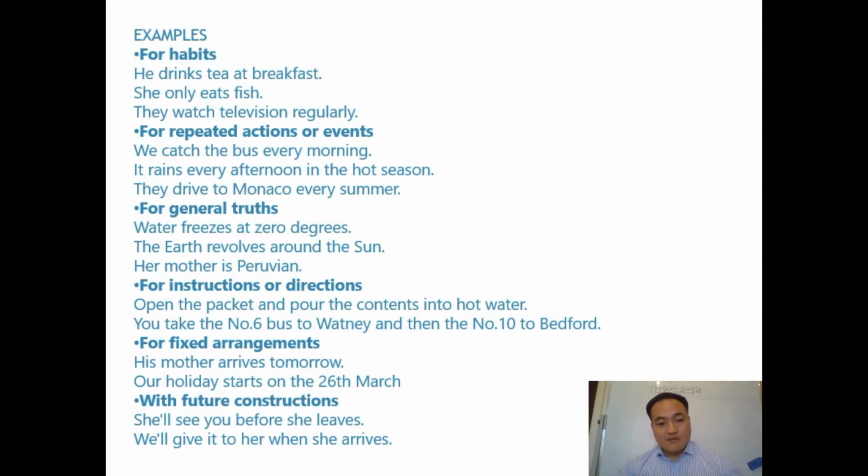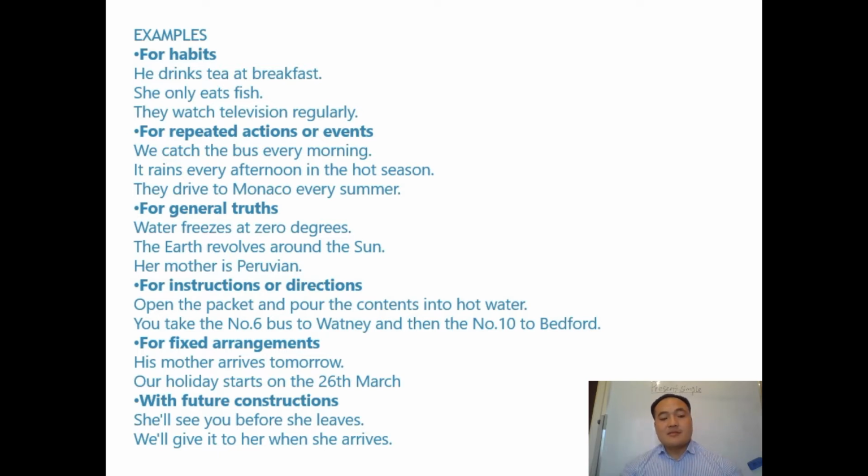Okay, for instructional directions, as I already mentioned: open the packet and pour the contents into the hot water. That's the instruction. When somebody asks you for directions in the street, you say: you take the number 6 bus to Watney and then number 10 to Bedford. Okay, those are some directions.